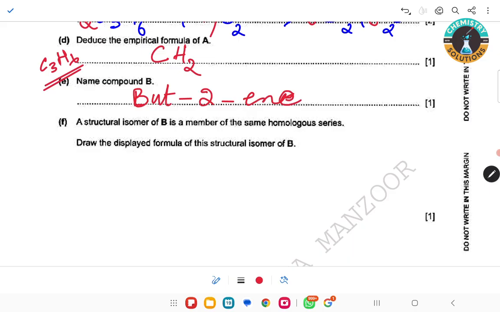A structural isomer of B is a member of the same homologous series. Draw the displayed formula of the structural isomer of B.